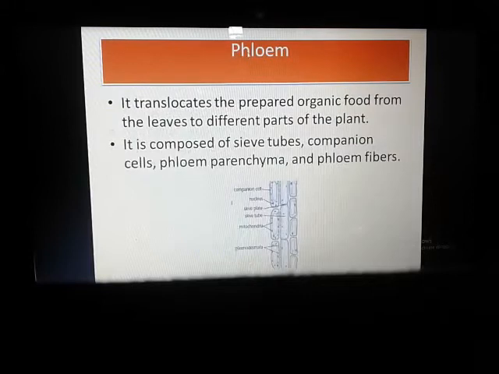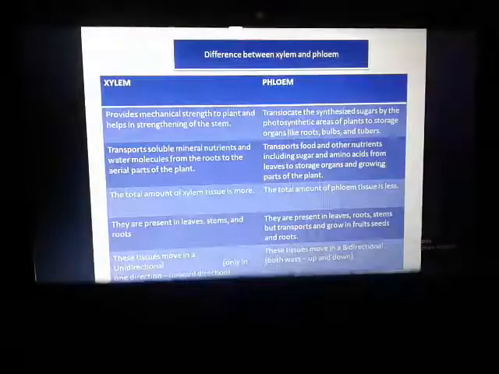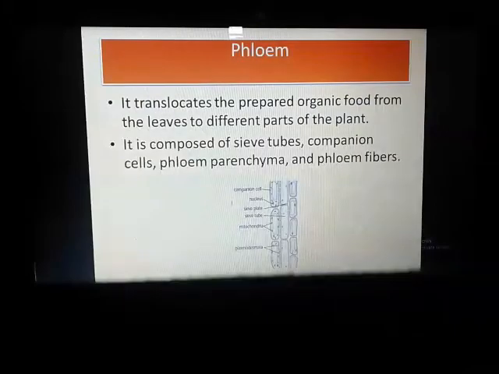Now coming to the point, that is phloem. Phloem translocates the prepared organic food from the leaves to the different parts of the plant. We know the process of photosynthesis, by which plants can prepare their own food, and this food can be circulated throughout the plant using the phloem. It is composed of sieve tubes, companion cells, phloem parenchyma and phloem fibers. So this is your phloem. It is basically unidirectional in nature.